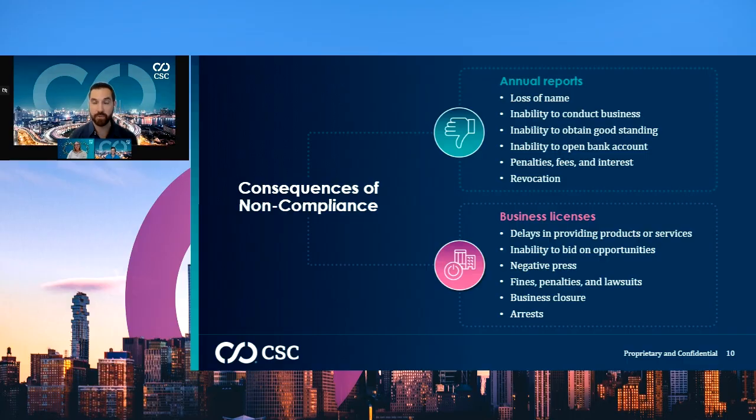And we'll see some of that with business license as well, what kind of detrimental effect that can have for non-compliance. As was mentioned, the loss of name. You create your business, you have all this information and marketing materials and this brand.